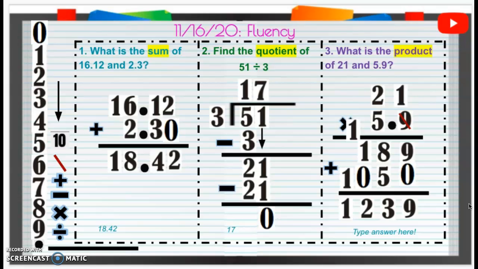Not quite. What did we forget to do? We forgot to put in our decimals. So let's see how many decimals total. There's none up here in the first part, but in this number there is one. So in our answer, we're only going to go in one place. Our decimal is going to go between that 3 and that 9. So our answer is going to be 123 and 9 tenths, so 123.9. And that is it for your fluency. Great job today.